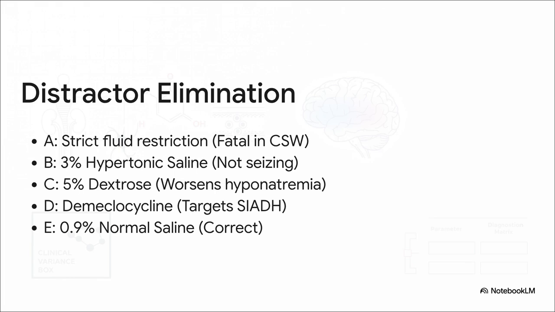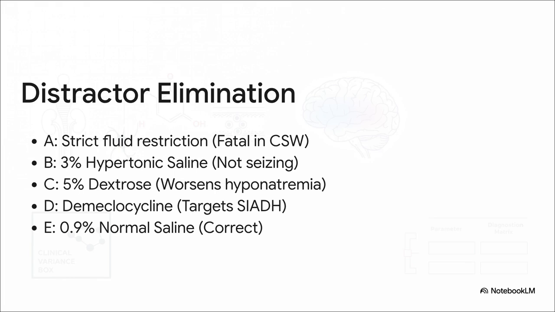Therefore, choice A, fluid restriction, is instantly fatal. You just cannot restrict fluids in a profoundly volume-depleted patient. Choice B, 3% hypertonic saline, is incorrect because the patient isn't actively seizing or comatose. Choice C, 5% dextrose in water, is a hypotonic solution, so it worsens the hyponatremia and is a terrible volume expander. Choice D, demeclocycline, induces nephrogenic diabetes insipidus to target SIADH, which is simply the wrong disease process here.